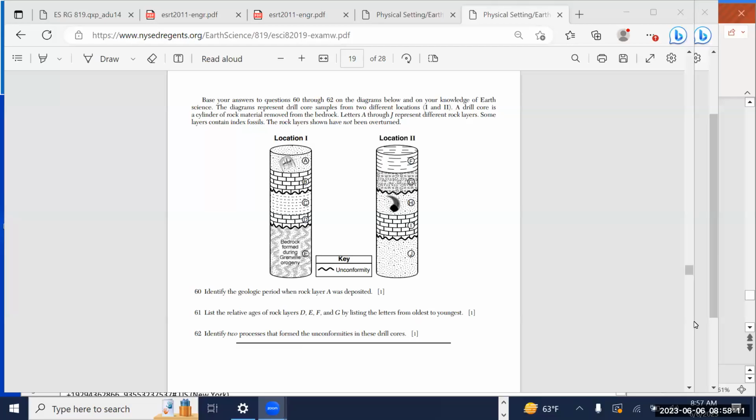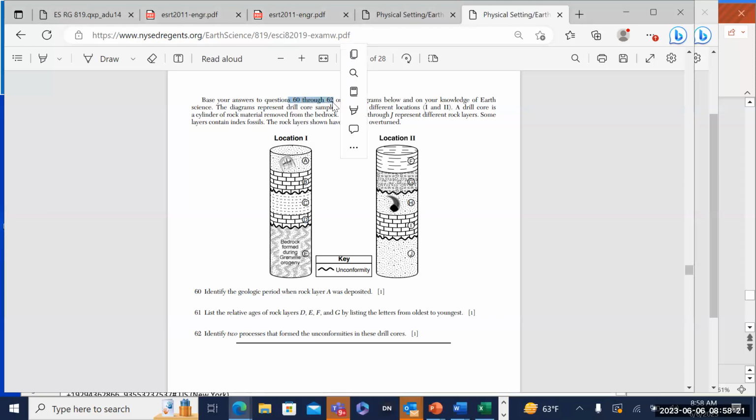All right, so we're going to be looking at questions 60 to 65 in this video. Base your answers to questions 60 to 62 on the diagram below and on your knowledge of earth science. The diagram represents drill core samples from two different locations, 1 and 2. A drill core is a cylinder of rock material removed from the bedrock.